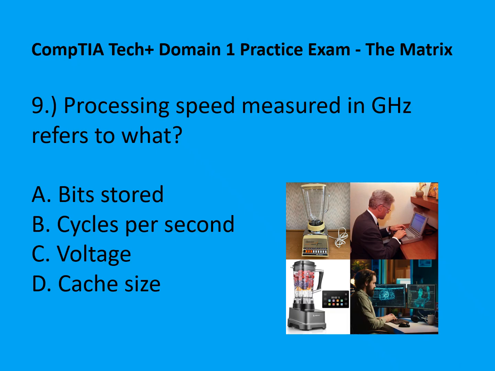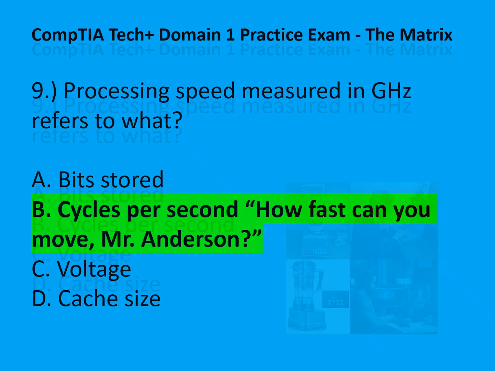Question 9. Processing speed measured in gigahertz refers to what? A. Bits stored. B. Cycles per second. C. Voltage. D. Cache size. The correct answer is B. Cycles per second. A gigahertz CPU spins billions of times per second. Remember, overclocked like Agent Smith.